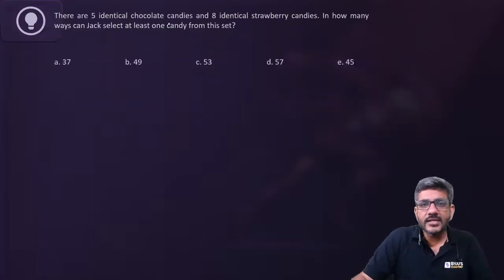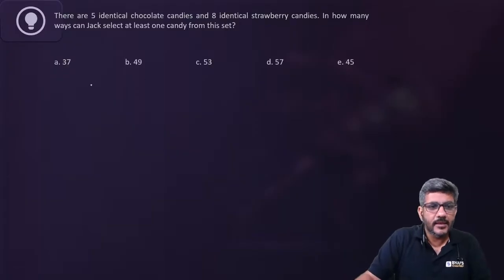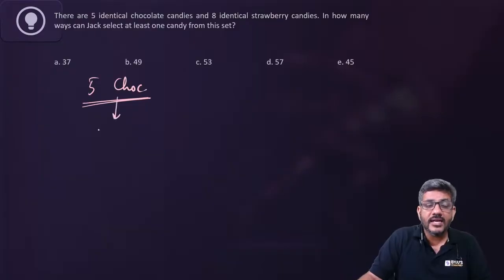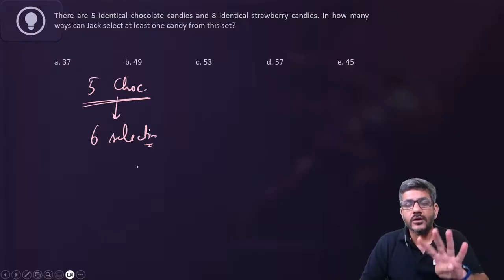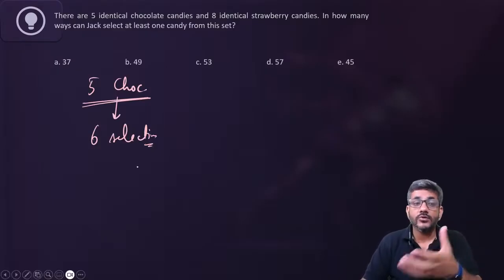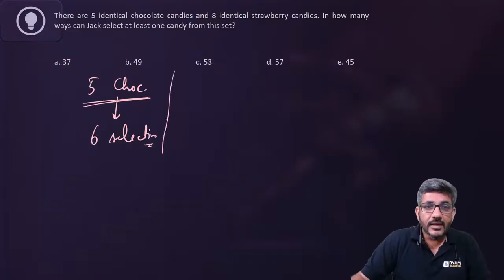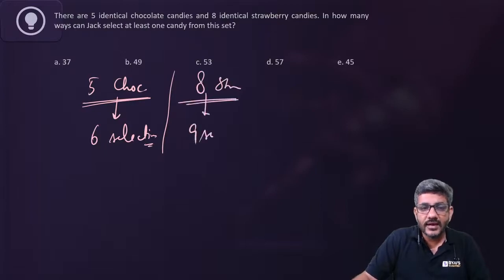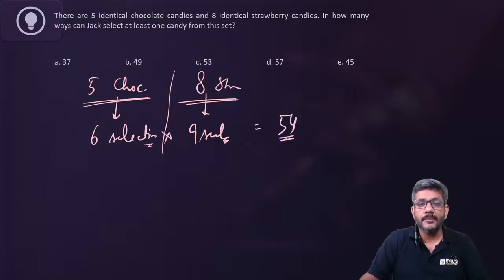There are 5 identical chocolate candies and 8 identical strawberry candies. In how many ways can Jack select at least one candy from this set? Now 5 chocolate candies are there. From 5 chocolate candies, can I say you can make 6 selections, right everyone? 5 chocolates or 4 chocolates or 3 chocolates or 2 chocolates or 1 chocolate, so you can make 6 selections. 8 identical strawberry candies, so from 8 identical strawberry candies, I can make 9 selections, right? So the total number of selections that I can make is 6 into 9, which is 54.